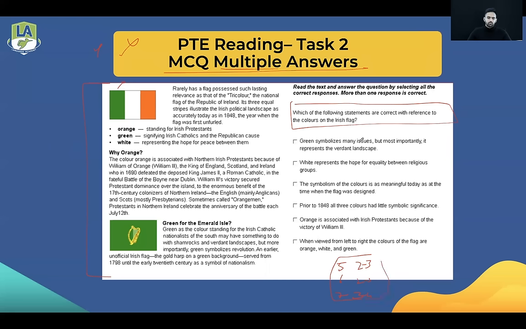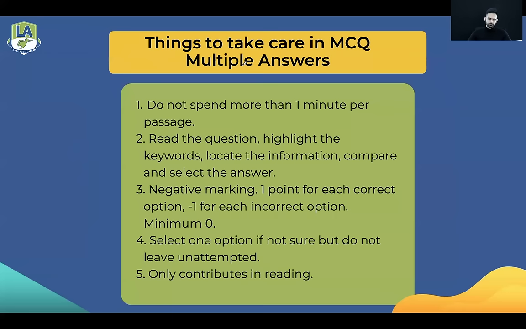So what you need to do here, first of all, please don't read the whole thing. Read the question, identify the keywords, and then find the information here, compare the information with each option, and then select the one which is correct. Remember this thing, most of the time the correct answer will be paraphrased because they're checking your reading skills as well.